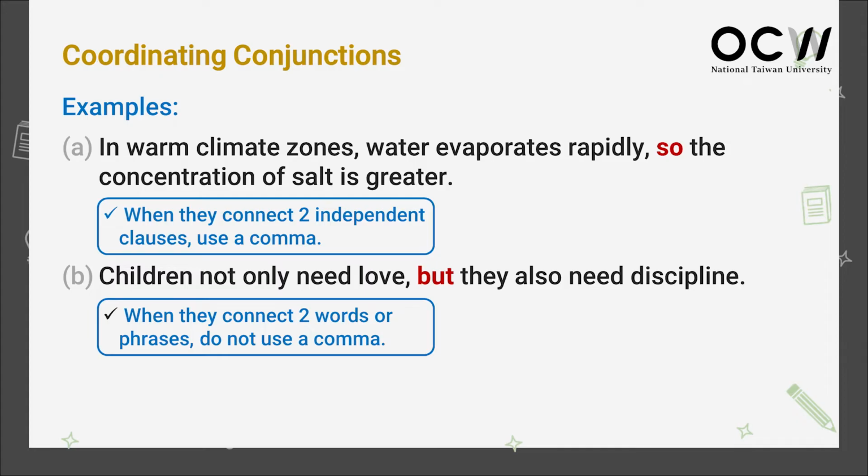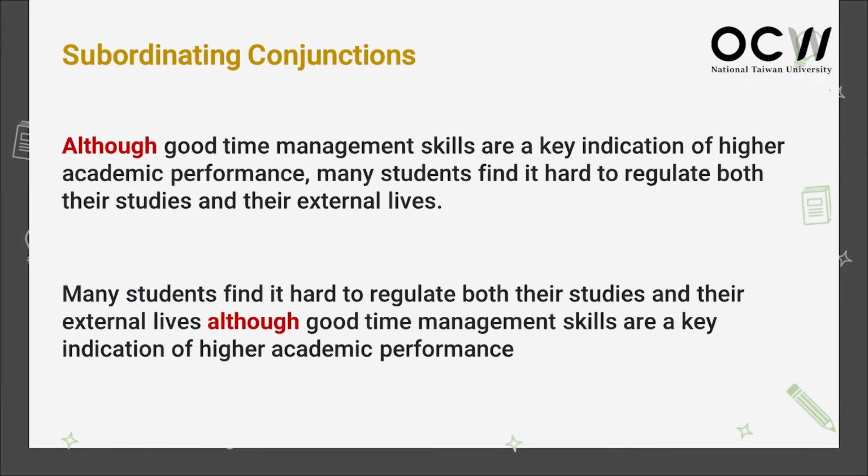Now, let's look at the subordinating conjunctions. In the first example, we can see the word although being placed at the beginning of the sentence, whereas in the second example, the word although is placed in the middle of the sentence. What effect does it have when you're placing different subordinate conjunctions at different parts of the sentence?